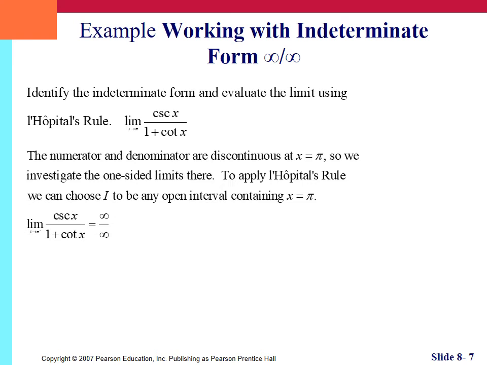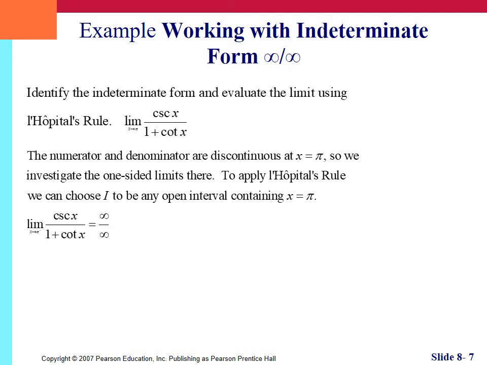If you look closely at the graphs of cosec x and cot x, both of them have a vertical asymptote at x equal to pi. Take note that cosec x is the reciprocal function of sine x, and cot x is the reciprocal function of tangent of x. So both of them have a vertical asymptote at x equal to pi. In particular, as x gets closer to pi, cosec x goes to infinity, and 1 plus cot x also goes to infinity. Infinity over infinity is not a number; it's an indeterminate form.